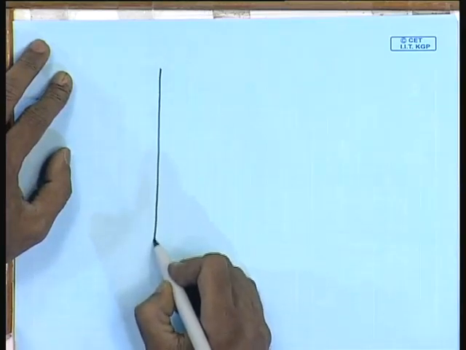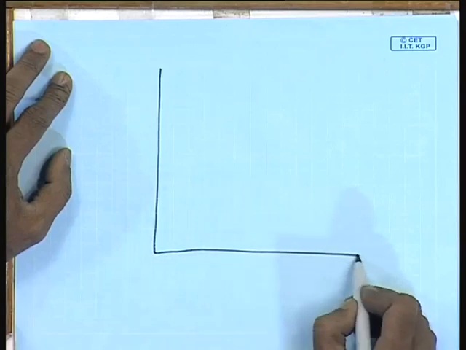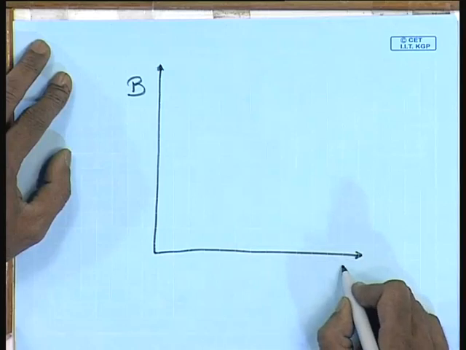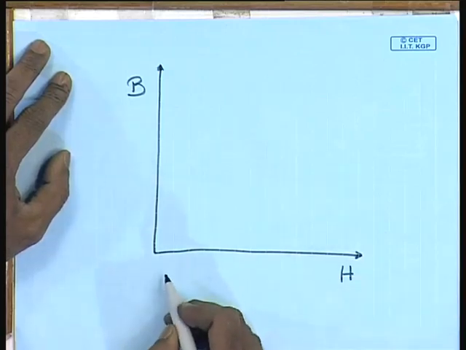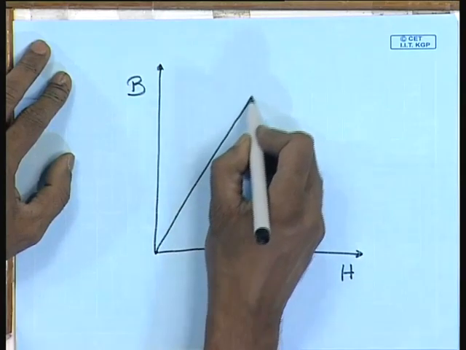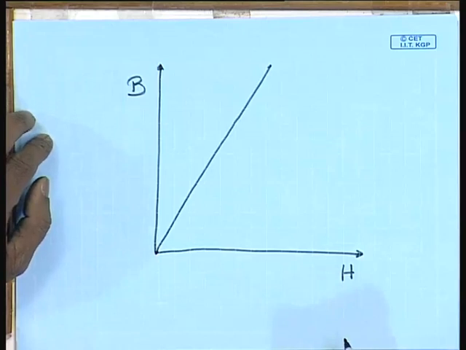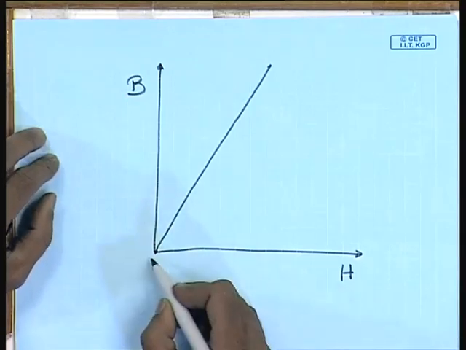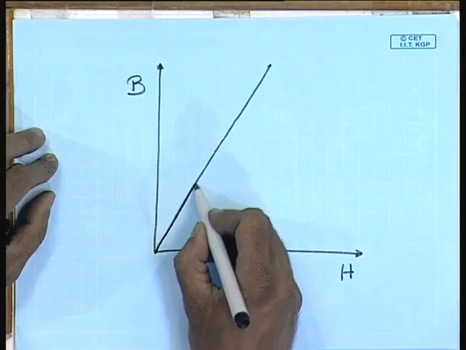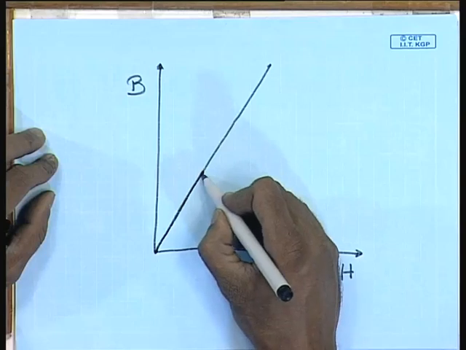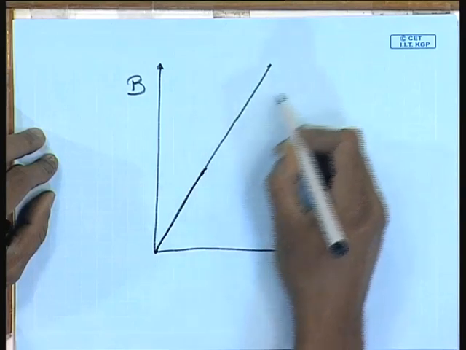That is, if we plot the flux density B versus the magnetic field intensity H, if it was linear, then it would have been a straight line. However, for most practical ferromagnetic material, it is not so. Initially it follows a straight line, but as B increases, after some point it starts deviating from a straight line.